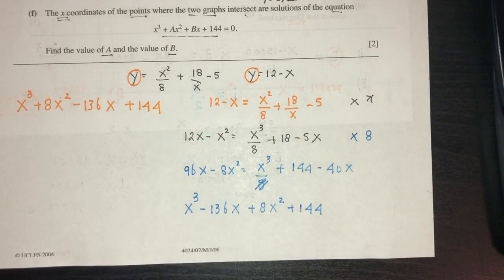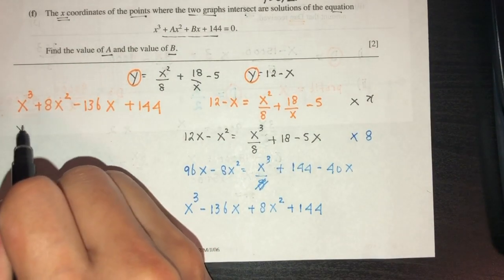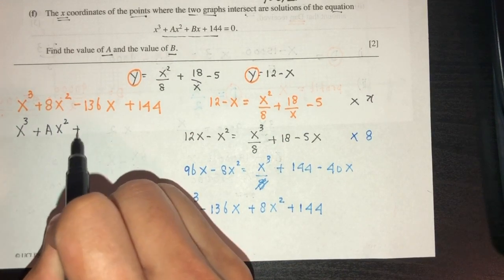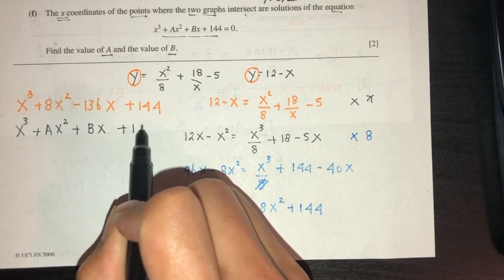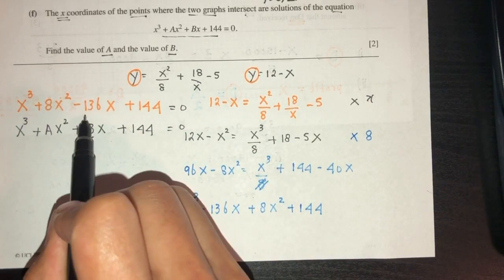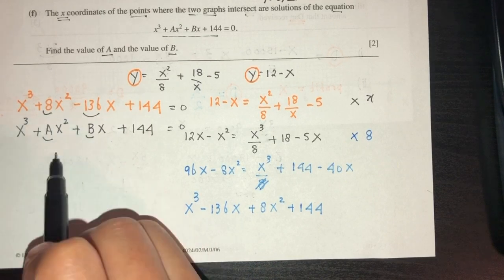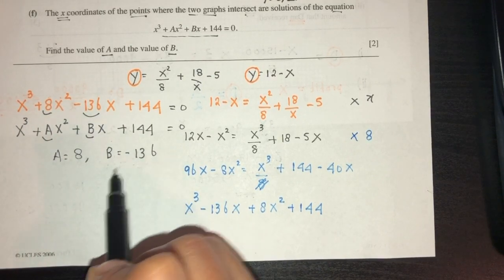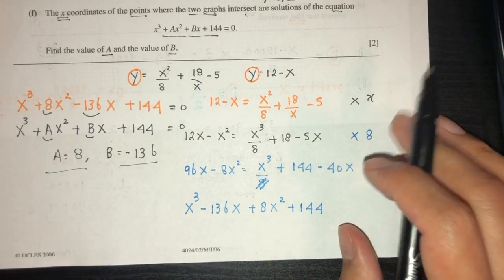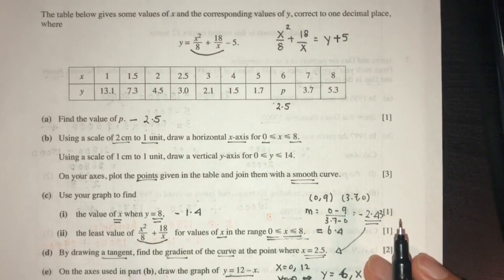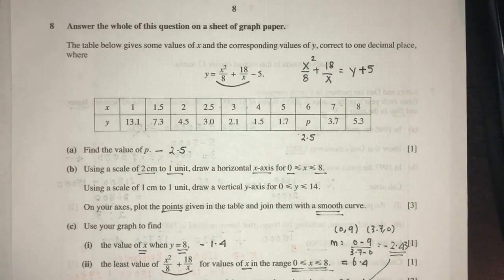So now you just have to compare those two to find the values of a and b. By looking at this, you know this is the same thing, plus ax squared plus bx plus 144. So these two are the same equations. Compare. b has to be this value, a has to be this value. a will be 8 and b will be minus 136. That will be the two values of a and b, and that will be your question number 8. That's everything.